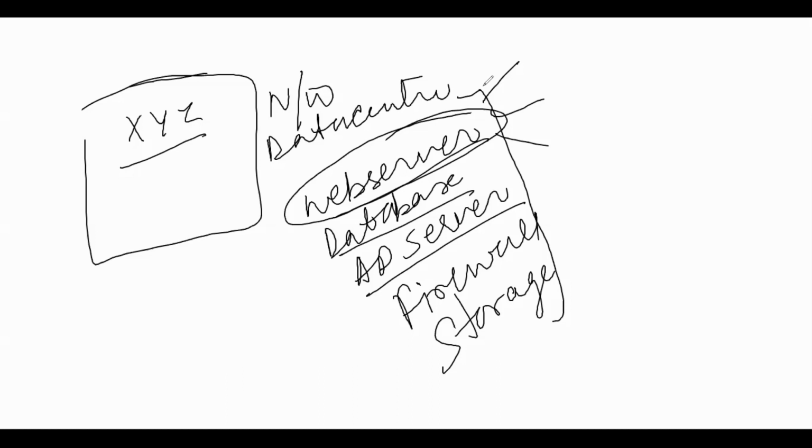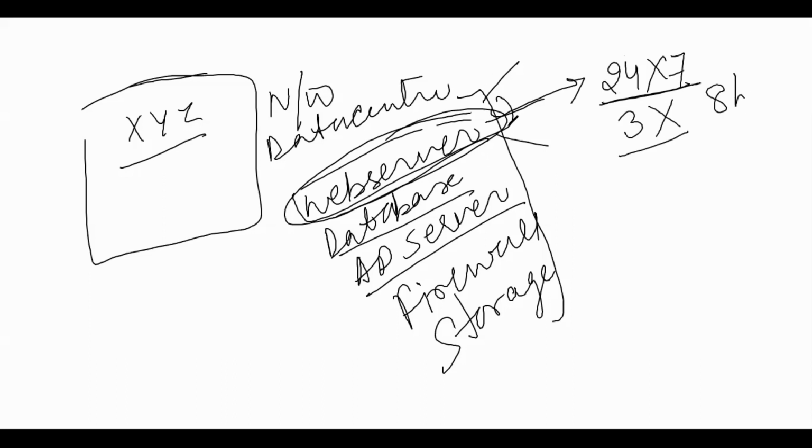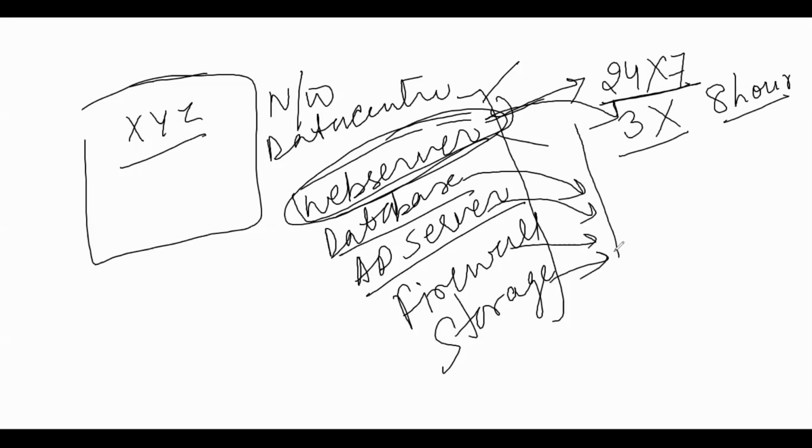All these things have to be maintained by the organization, but there is a huge cost behind them. If you are maintaining these things, what is required? You need a person who can handle this web server 24 by 7, because you cannot shut down your web server for even a minute. So you need employees in three shifts of 8 hours. You need a specific employee for your web server, for your databases, for AD, for firewall and storage.